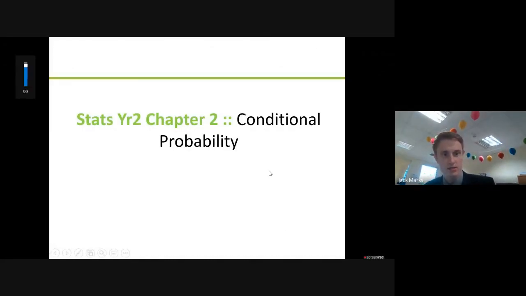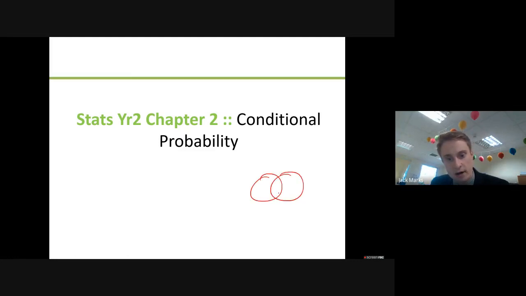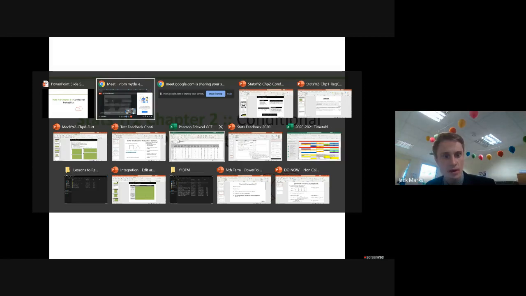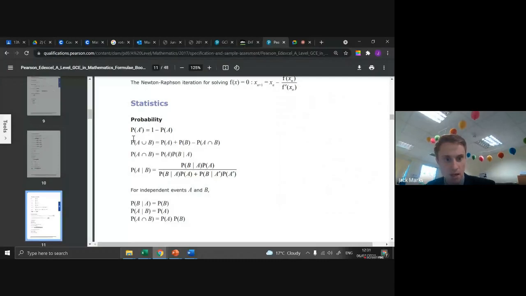Okay, so second chapter of stats in year 13 is conditional probability. This is a continuation really of what you did in year one. So there was a lot of work with Venn diagrams, the notation, and then there's also talking about something called conditional probability. And that will be reflected by some more rules that we have here on the formula booklet.